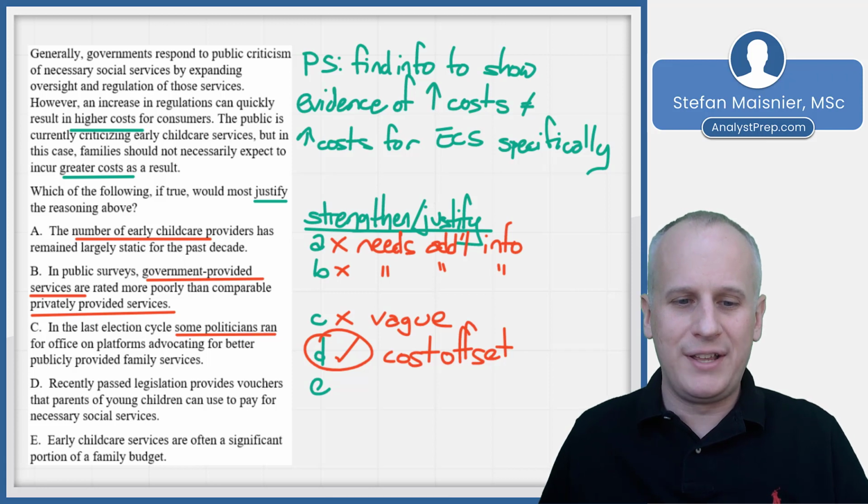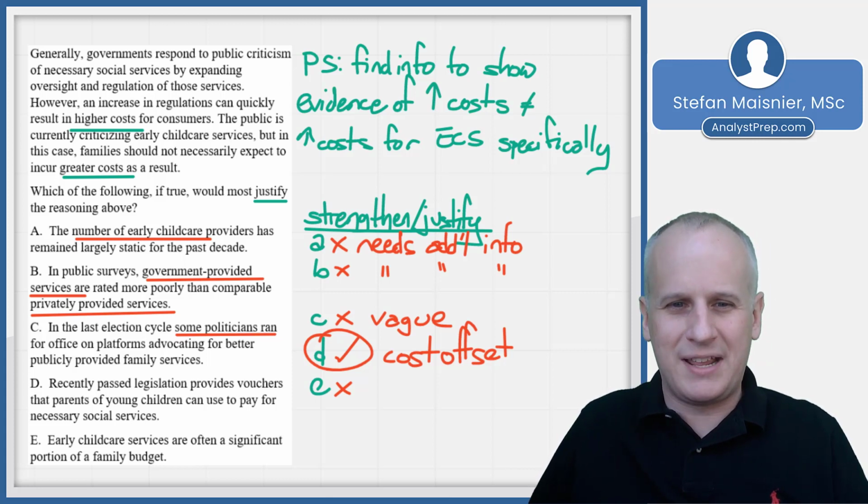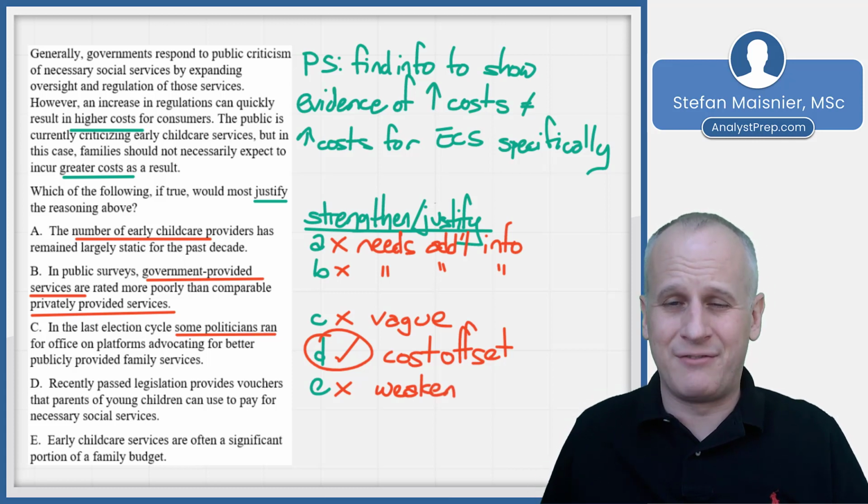Then we've got early child care services are often a significant portion of a family budget. Well, that's wonderful. But again, are often a significant portion of the family budget. If they are a significant portion, then it seems like, if anything, that's going to weaken the argument, but it probably needs more additional information as well.